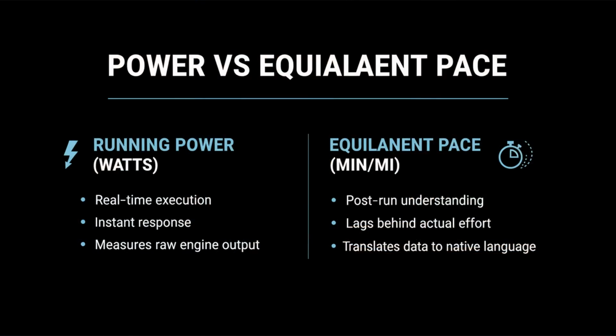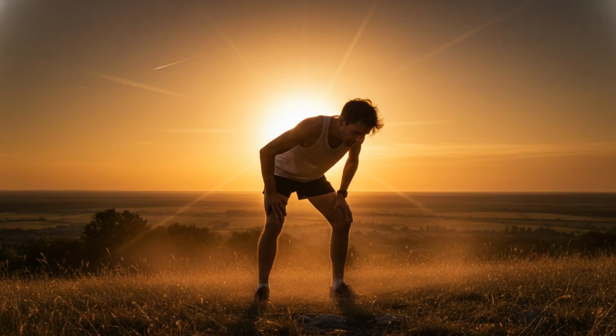So how does this differ from running power? Think of power as the raw engine output you use for execution. Equivalent pace is the translated dashboard display you use for understanding. Imagine a tempo run on a rolling route. If you stubbornly try to hold your flat raw pace up the hills, you'll instantly blow up.